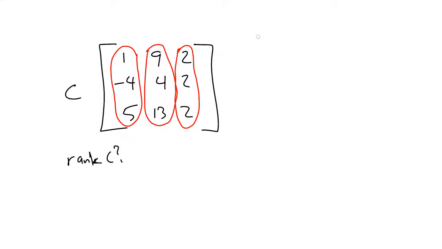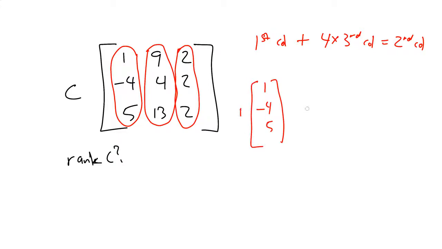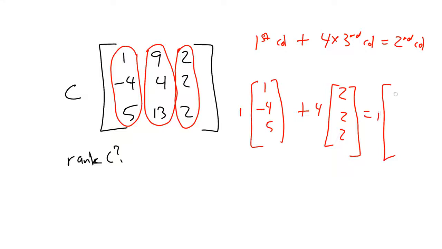Let's say I take the first column plus 4 times the third column. I'm going to say that equals the second column. You think I'm right? So I'm taking 1, negative 4, 5. I'm taking that triomino, one of those, plus 4 of the 2, 2, 2 guy. And I'm claiming that that gives us one of the 9, 4, 13 guy. And you can work that out and tell me if you think I did my math right. I think I did.